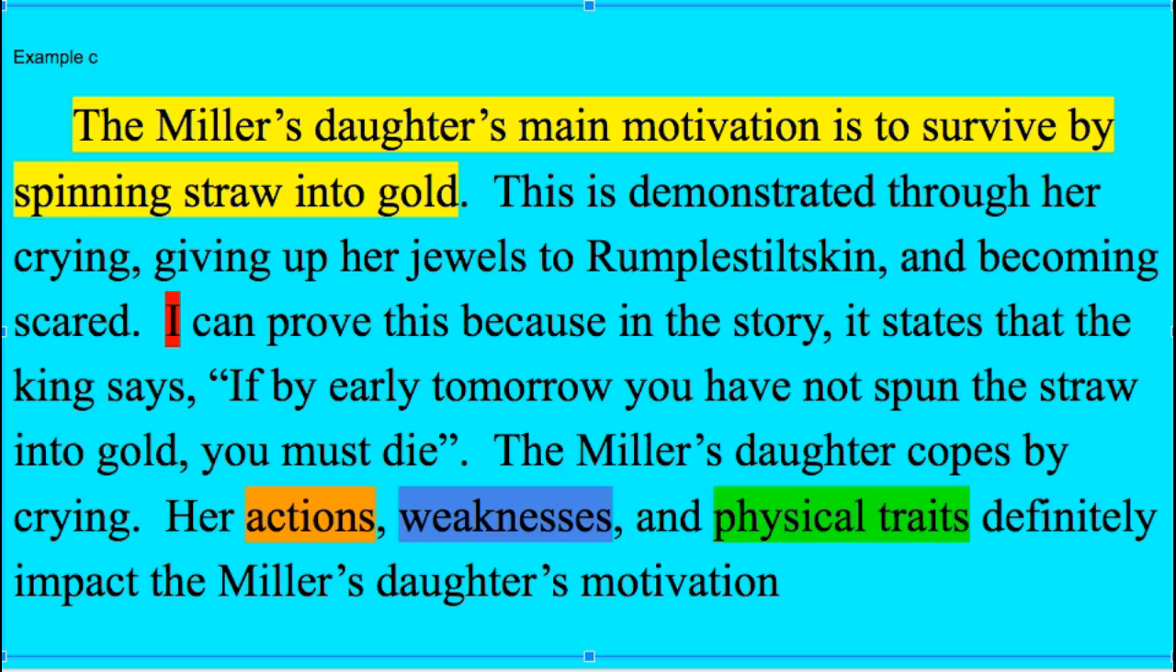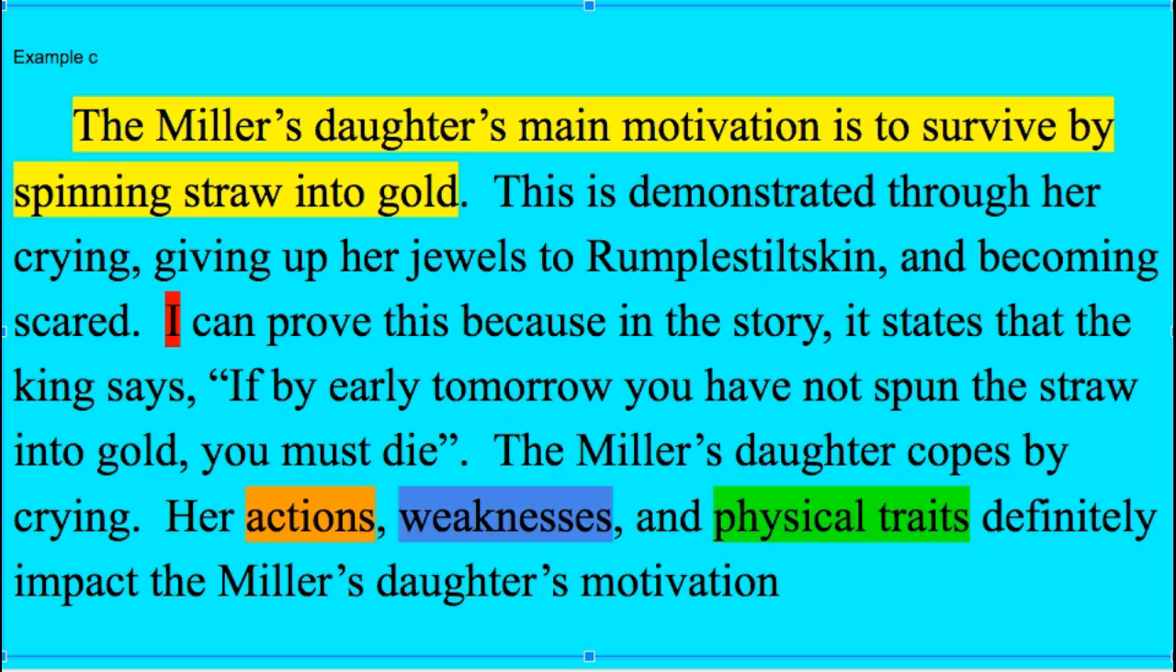One of the first things you'll notice while reading through this paragraph is a red highlighted word. The word I is a personal pronoun. It needs to be taken out of this paragraph. There should be no personal pronouns anywhere in this paragraph. Next, you'll notice that the three supporting details are listed at the bottom of the paragraph. They should be right up close to the opinion statement.